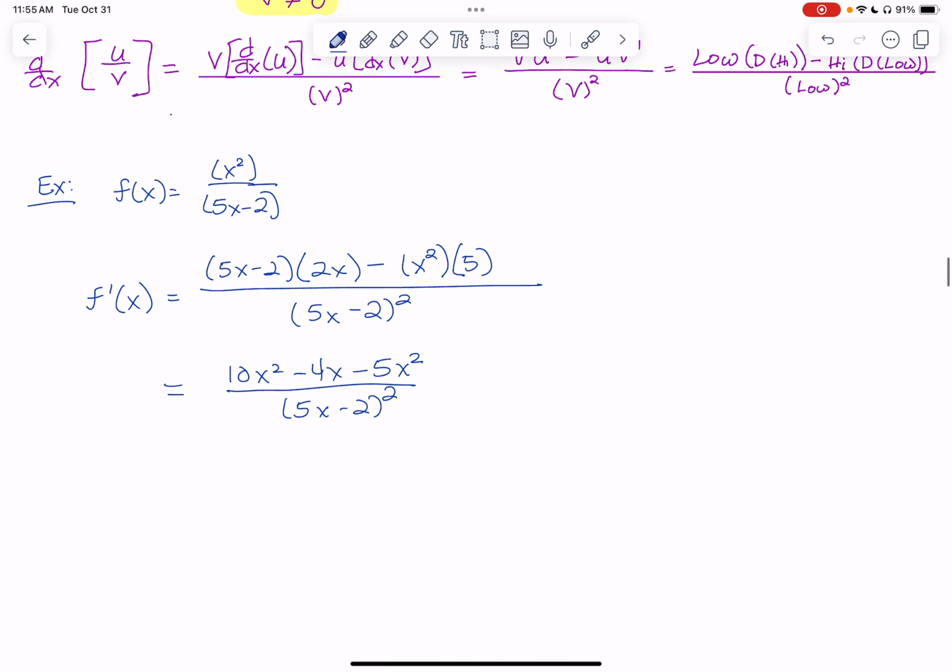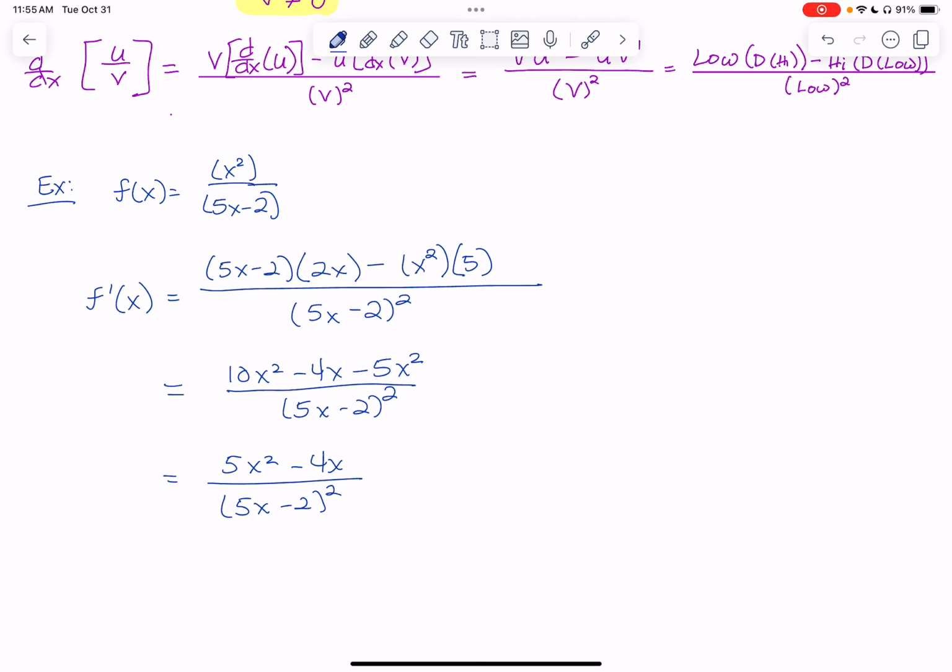So if I combine my like terms up there, I'm going to end up with a 5x squared minus a 4x all over 5x minus 2 squared. Right, so that's my answer there, and that's traditionally how we've done this in class.